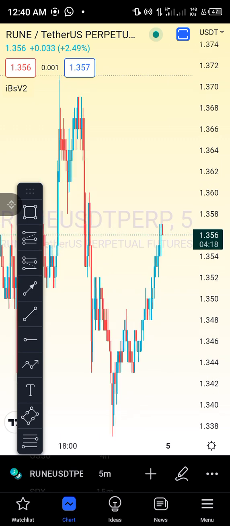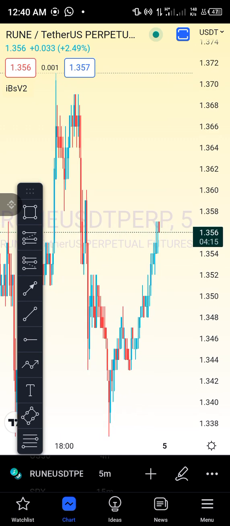In this video, I'll be teaching about entries. Being able to find an entry, because I've realized that some of us have been able to identify our point of interest, what we call POI. Your point of interest can be a major resistance, it can be a support, it can be a supply zone, it can be a demand zone. Those are your points of interest. So I'll be showing you how to pick entries.